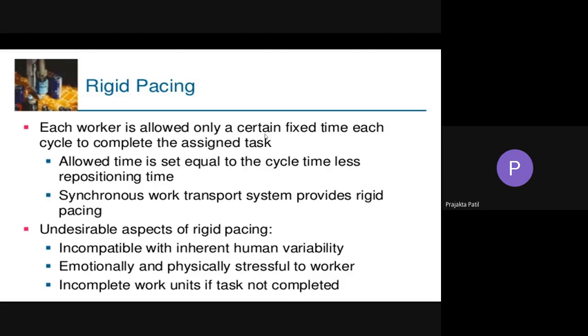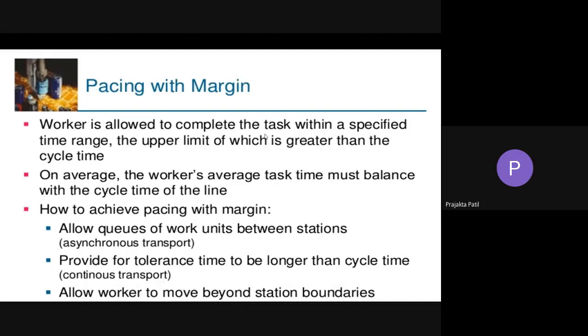Utility workers are not assigned to a specific task, but they are responsible for so many other things that we already listed in the previous slide. Okay, so in the types of pacing, this is about rigid pacing. Now let's understand what is pacing with margin. In pacing with margin, the worker is allowed to complete the task at the station within a specified time range.